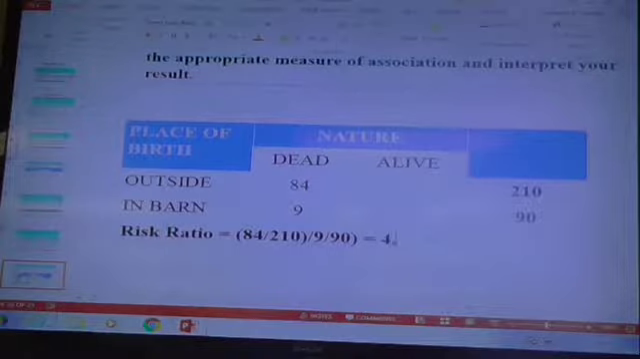Yeah. Then what is this? How to interpret it? As outside, or 4 times more likely to die, more 4 times more likely to die than calf born inside the body. Please always try to interpret that. That is really what matters. Risk analysis is good, but also you have to interpret. Any question?